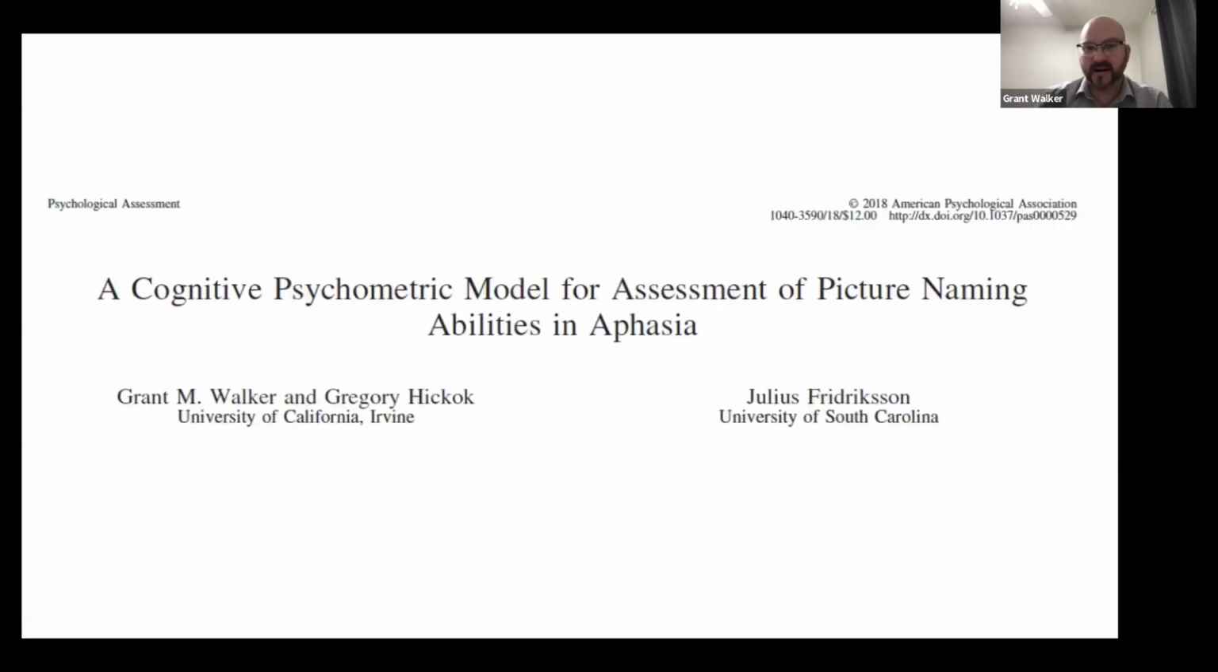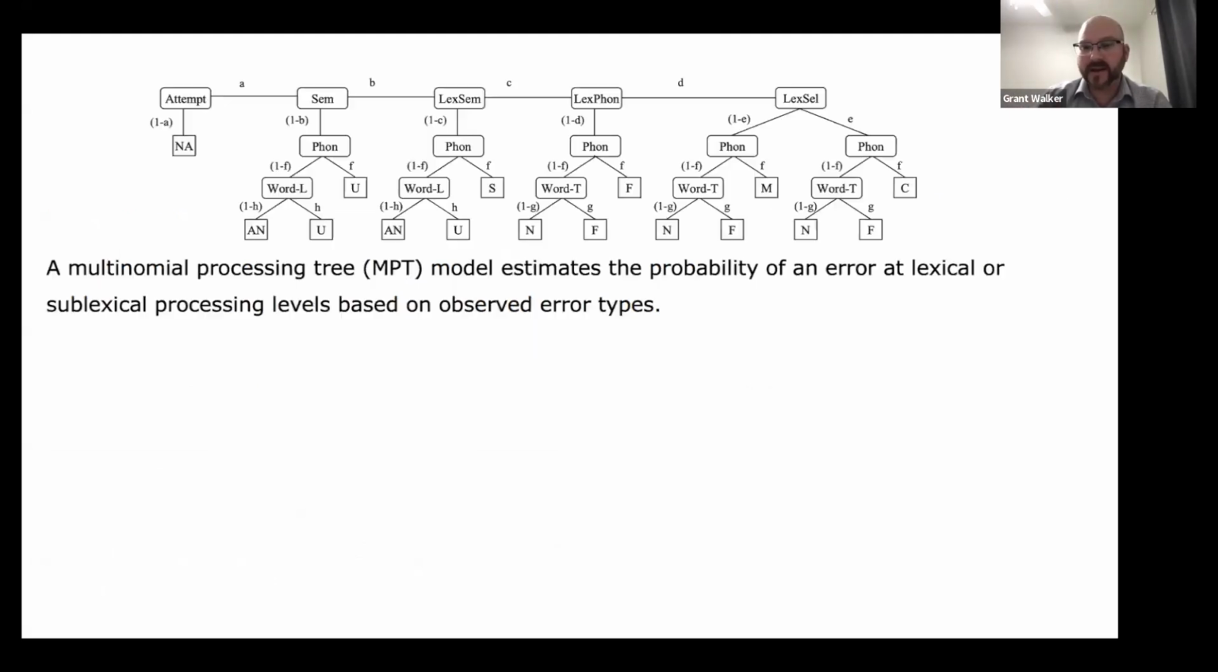So we'll start there. And we developed a cognitive model. This is a multinomial processing tree model. It is for assessment of picture naming abilities that can help us to evaluate these different levels in the picture naming process from picture naming data and error type data. And this is a picture of the model.